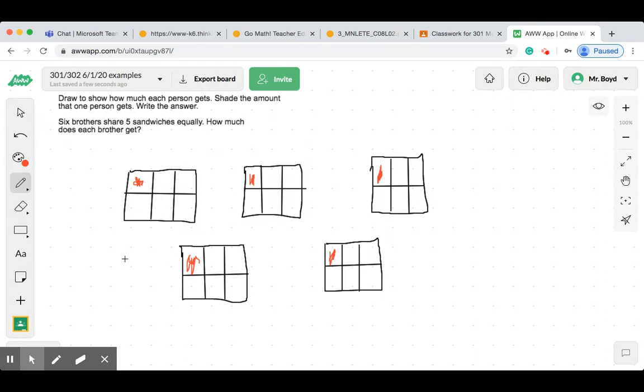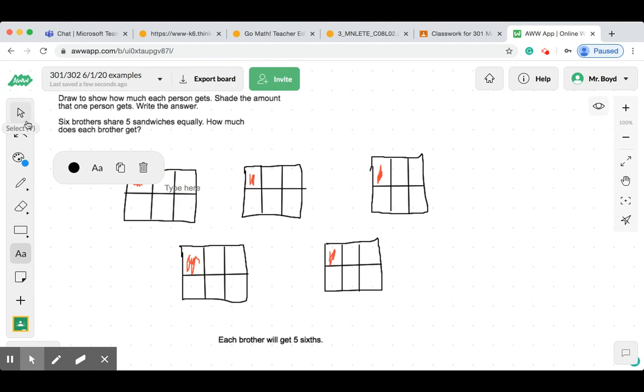So now I have to think, how much is each brother going to get? Well, he's going to get 1/6, 2/6, 3/6, 4/6, 5/6. So I know that each brother will get 5/6. Because if I did it for the rest of the brothers, brother 2 would get a part. I'll do it for a second brother just to show you.